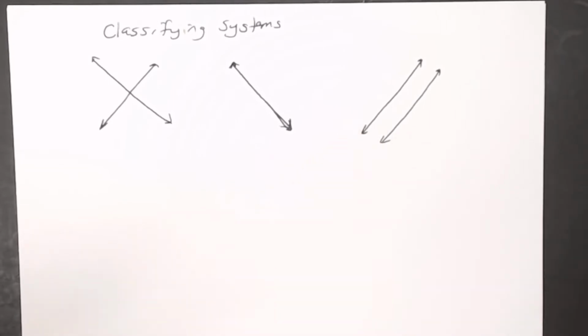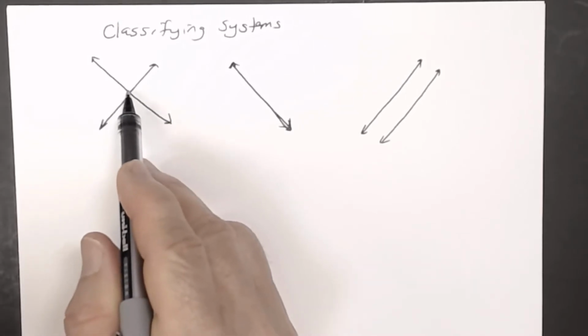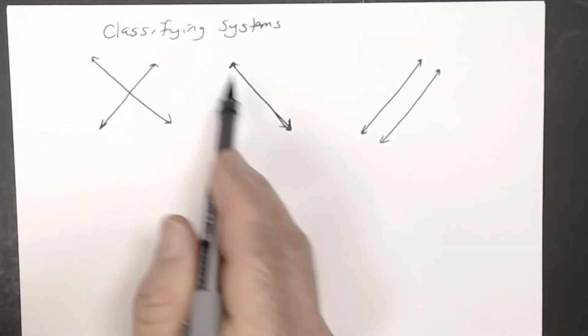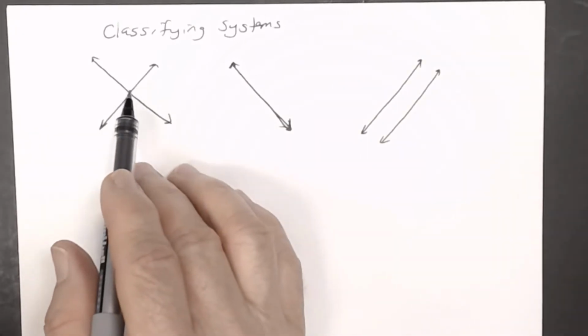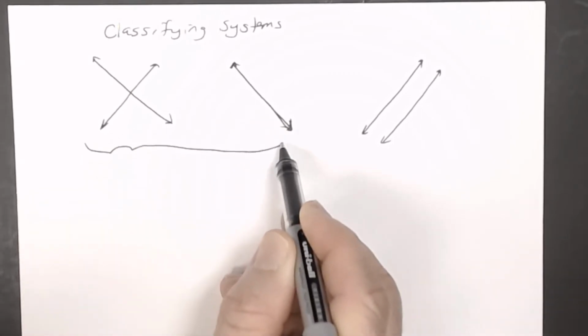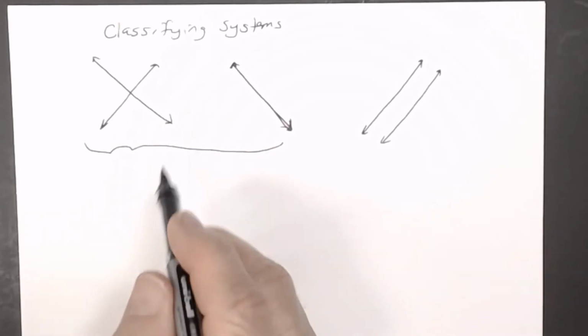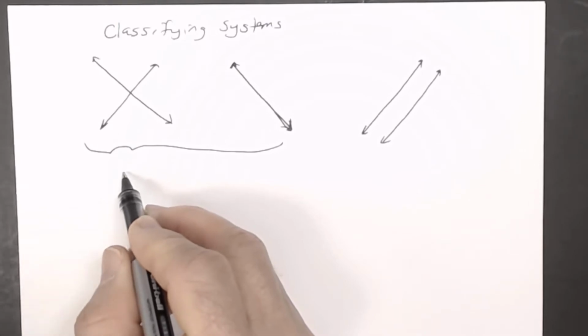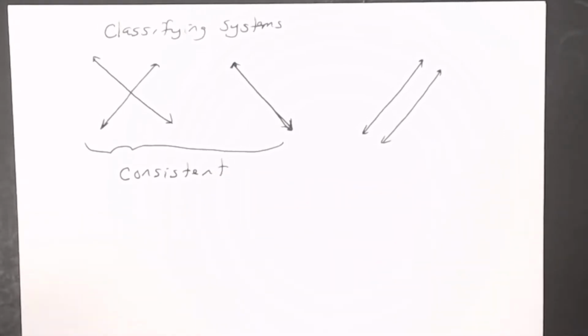Okay? So if a system has at least one solution, in our case it will be one or an infinite number because we're dealing with two equations, then we call this consistent. So in these two cases here, if a system has at least one solution, we say that this system is a consistent system. So if we have one solution or an infinite number of solutions, then we say it's consistent.